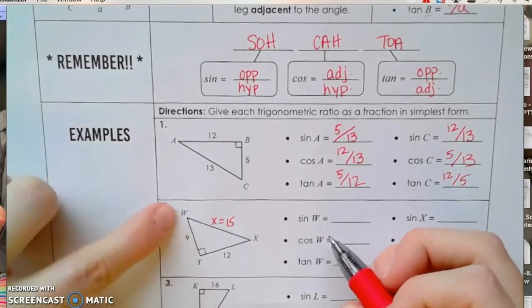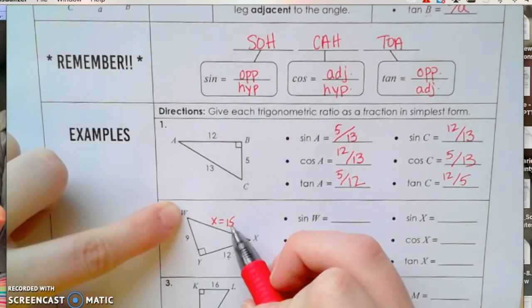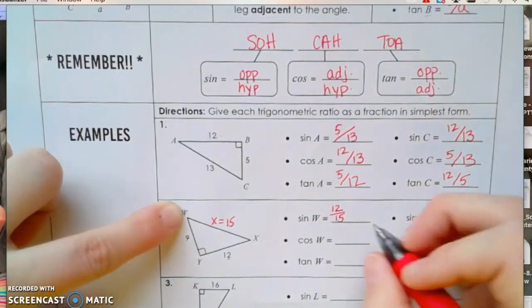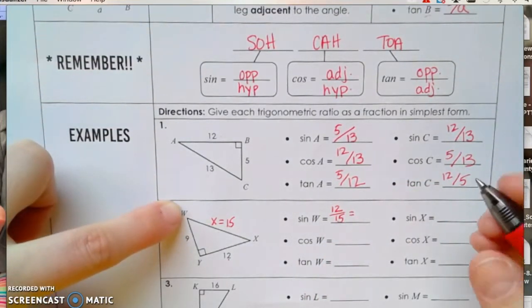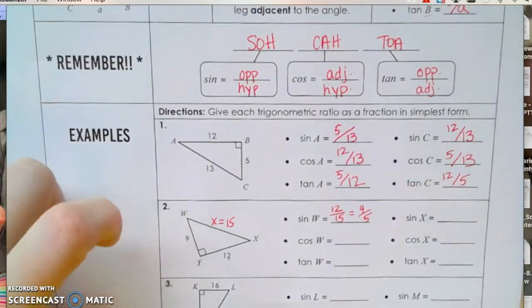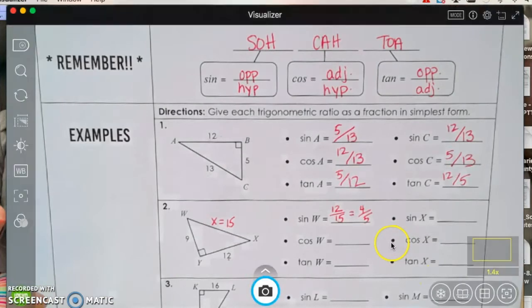So the sine of W. Sine is opposite over hypotenuse. That would be 12 over 15. If I reduce that, they're both divisible by 3. So I would get 4 over 5. You always want to reduce these fractions as much as possible.